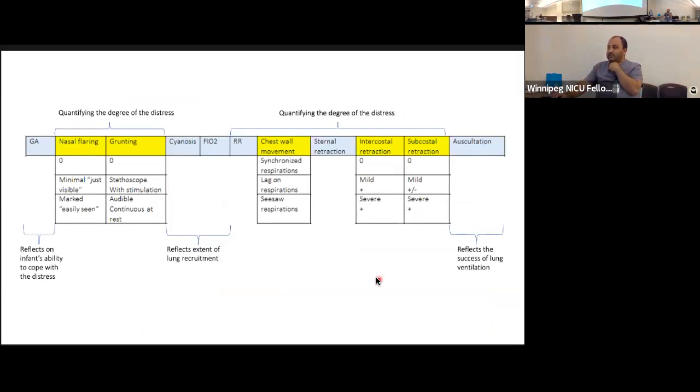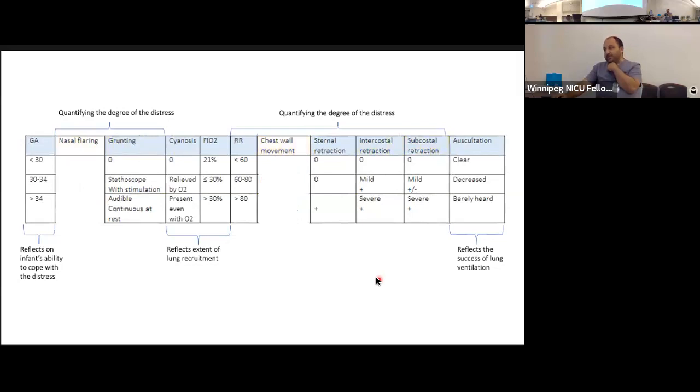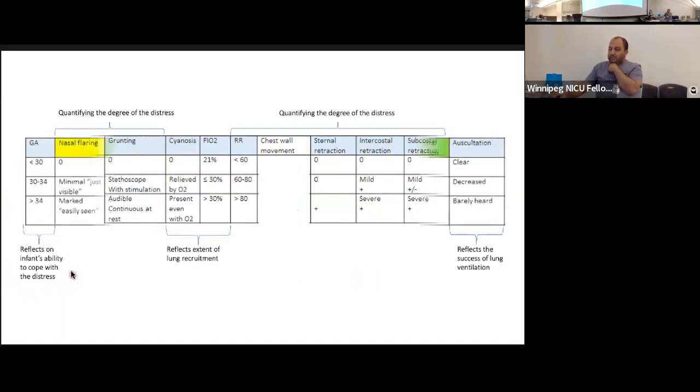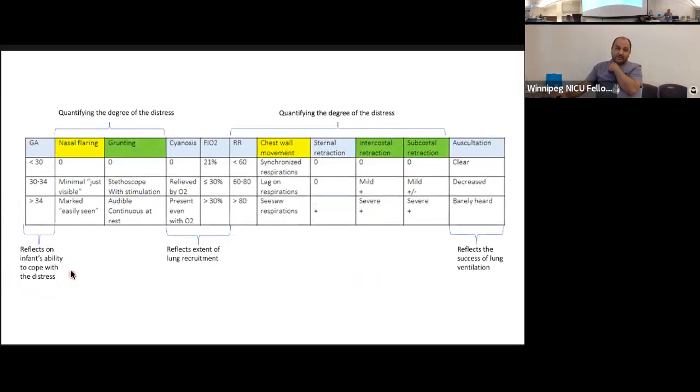So if I speak of Silverman, those are in yellow. All of them are basically about retraction and the degree of the distress itself. And when we speak of Downs, it's quantifying, in addition to the retraction, the ventilation and lung recruitment when you speak of the FiO2, and when you speak of the gestational age, the baby's ability to cope with the distress. Those are the clinical parameters.